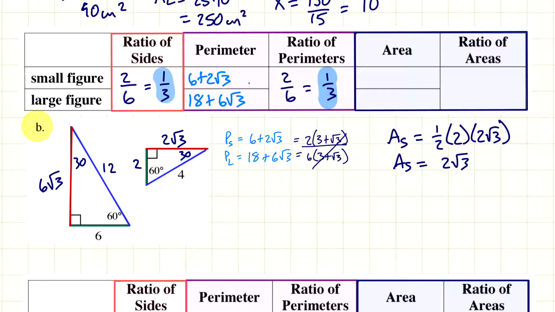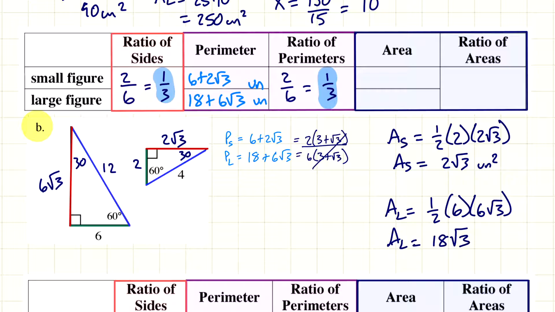Oops, I forgot my units on my perimeter. Units. And so this one's going to be units squared. And then the area of the large triangle is going to be 1/2 times 6 times 6 root 3. All right, so I believe that gives us 18 root 3 units squared. All right, so I'm going to put that in my table. So I have 2 root 3 units squared, and I have 18 root 3 units squared.